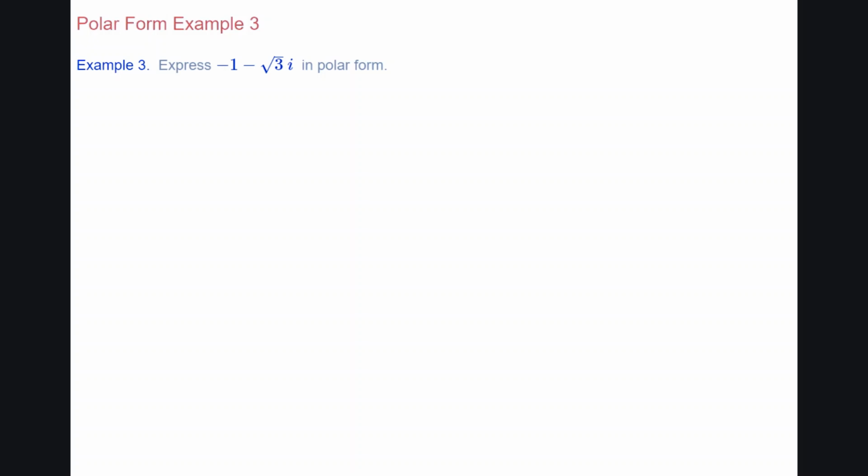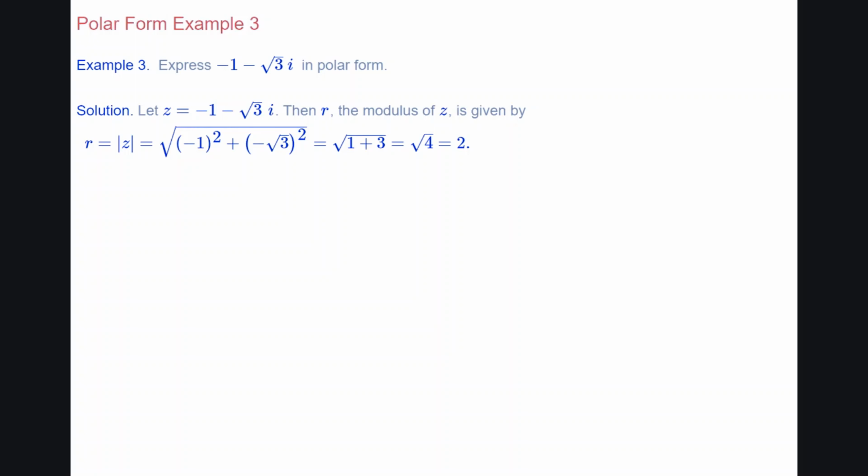Example 3, express minus 1 minus root 3 i in polar form. Well, again, we let z equal a complex number, so z is minus 1 minus root 3 i. Then r, the modulus of z, is given by r is the square root of minus 1 all squared plus minus root 3 all squared. And that's because the real part of z is minus 1, the imaginary part is minus root 3. That comes out to the square root of 1 plus 3, which is the square root of 4, which is 2.